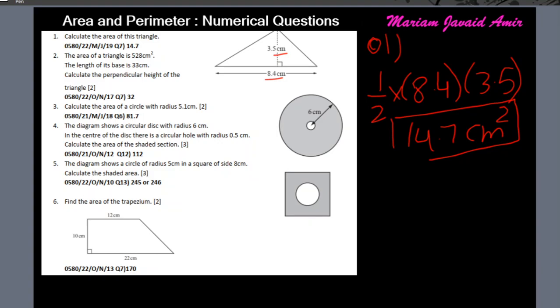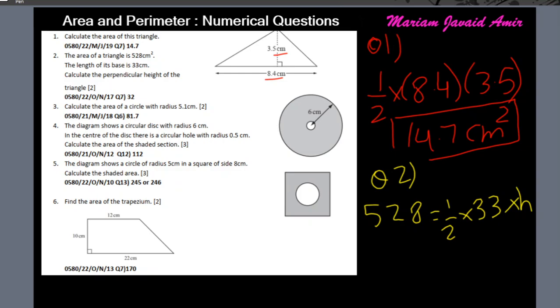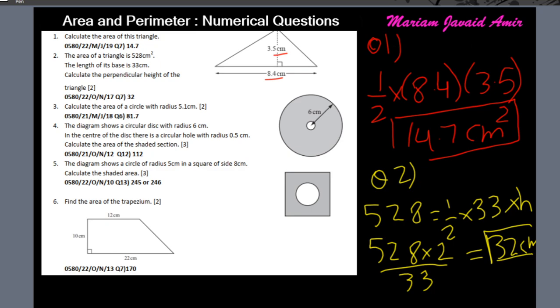Alright, question number 2. The area of a triangle is 528, its base length is 33, so half times 33 times h. We need to find the perpendicular height, so make h the subject: take 2 to the other side and multiply it with 528, and then divide by 33. We get 528 times 2 divided by 33, which is 32. So 32 centimeters is the answer for part 2.